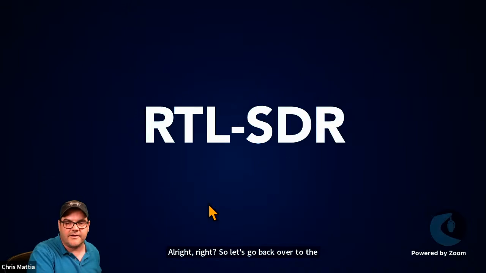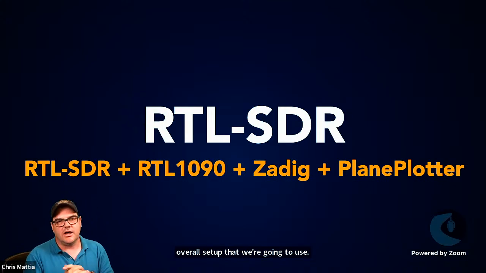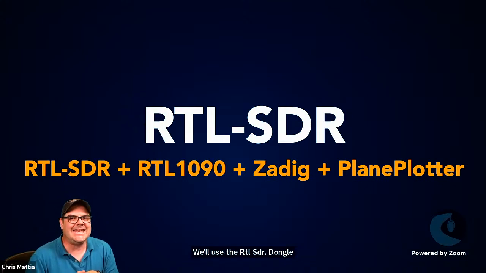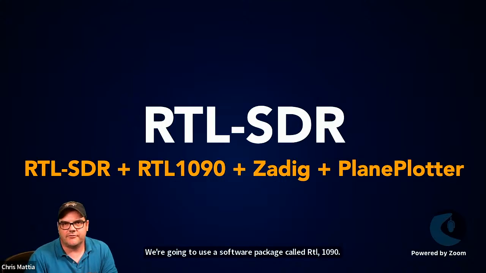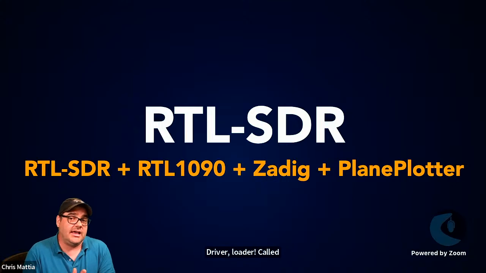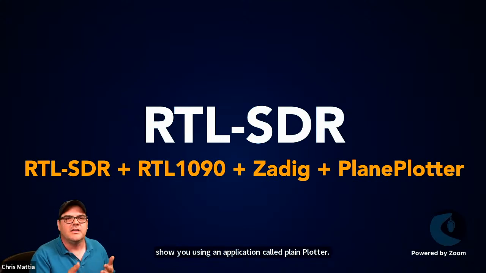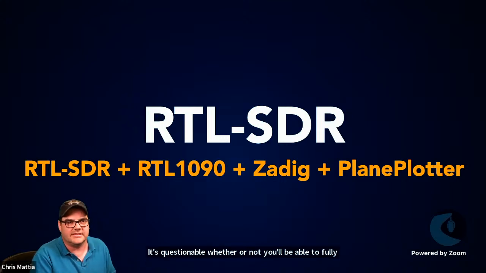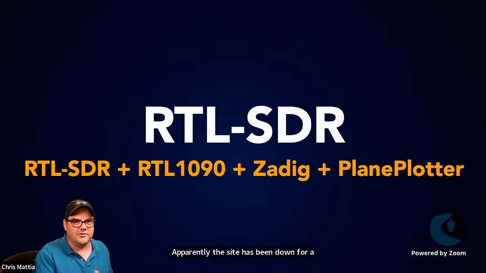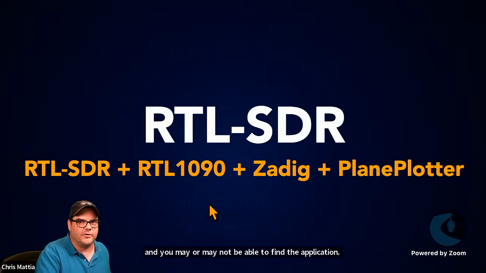So that's what we're using for there. And here's the overall setup that we're going to use. We'll use the rtl-sdr dongle. We're going to use a software package called rtl-1090. You may or may not need a Windows driver loader called Zadig, Z-A-D-I-G. And I'm going to show you using an application called Plane Plotter. This was kind of a standard one that was out there for a while. It's questionable whether or not you'll be able to fully find a clean version of this online. Apparently, the site has been down for a little while, and you may or may not be able to find the application. But I want to walk through showing you how to get this whole setup working as well.